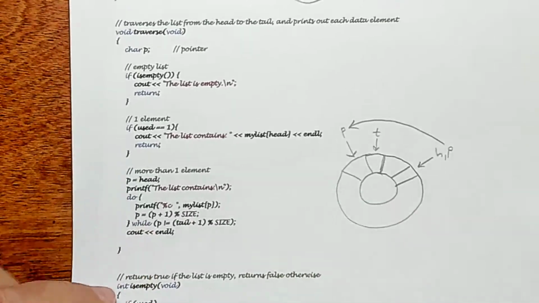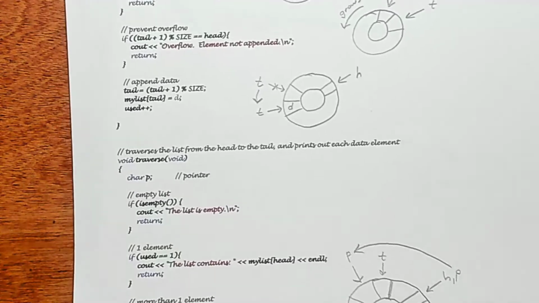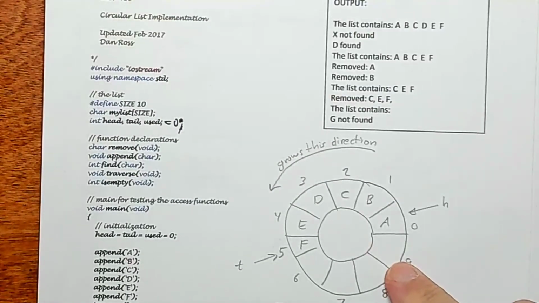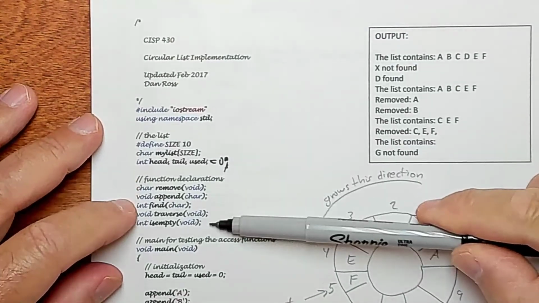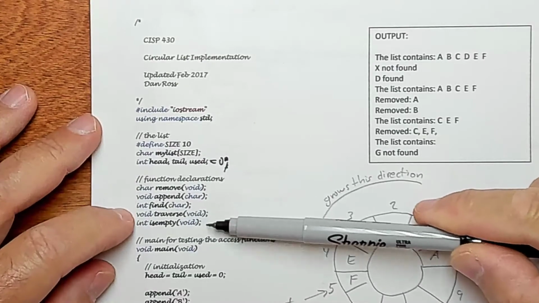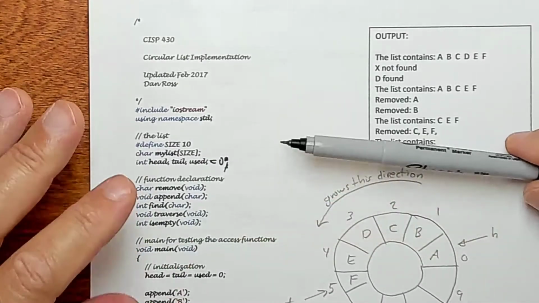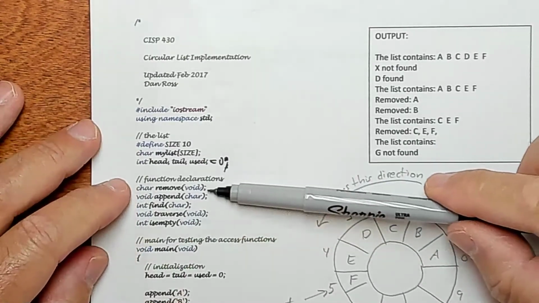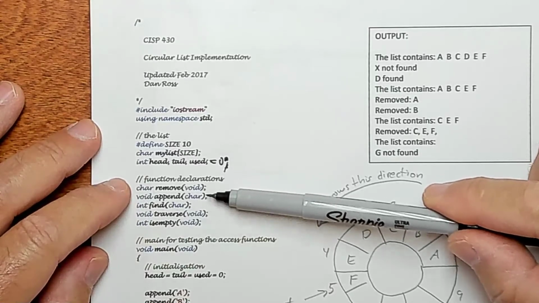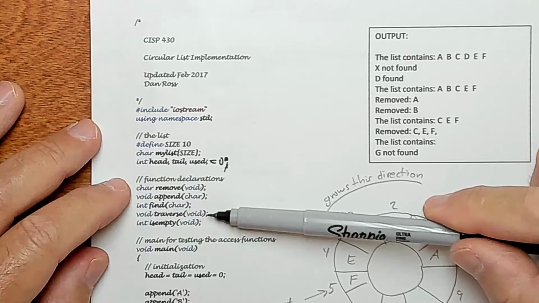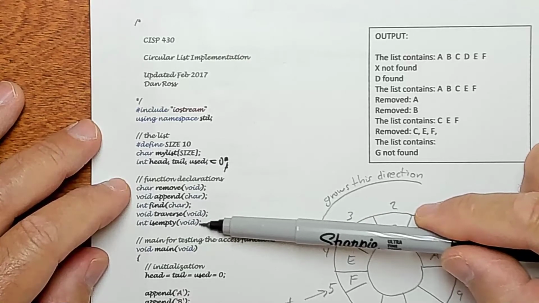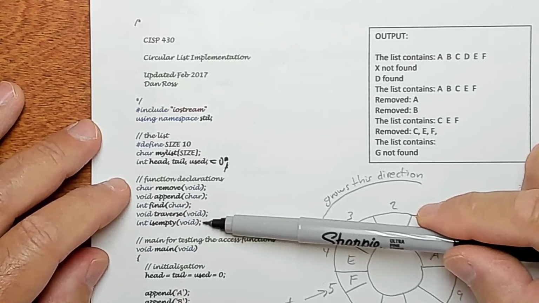Okay? So that was one implementation, a circular array implementation of a particular interface. And this is the interface: remove, append, find, traverse, and is empty. Then we looked at the time complexities of each of these. This was big O of 1, this was big O of 1, this was N, this was N, and this one, well, we didn't look at it, but it's going to be big O of 1 because all it does is look at used.